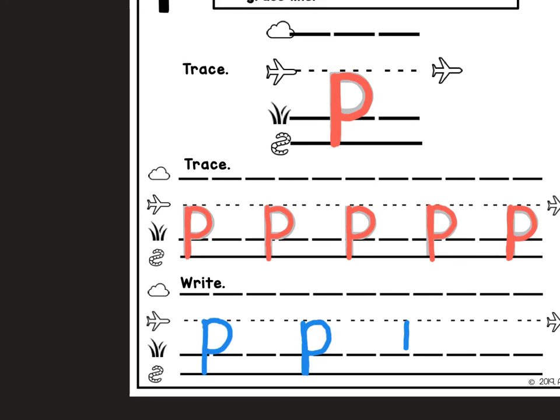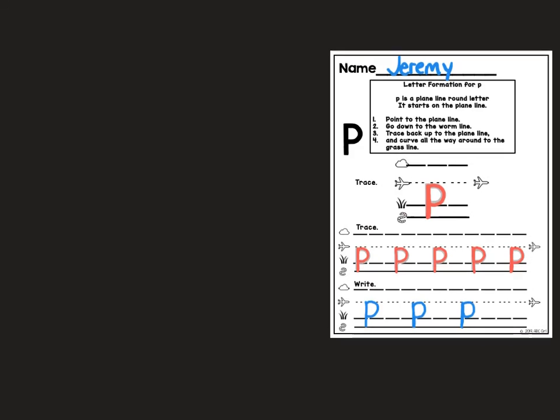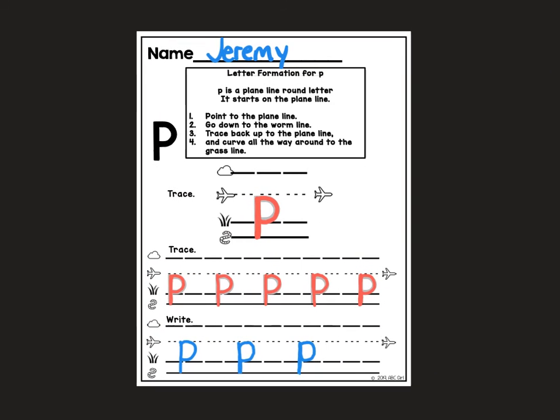Okay, plain line, down to the worm line, trace back up, curve around to the grass line. Alright, that's how we practice the lowercase letter P.